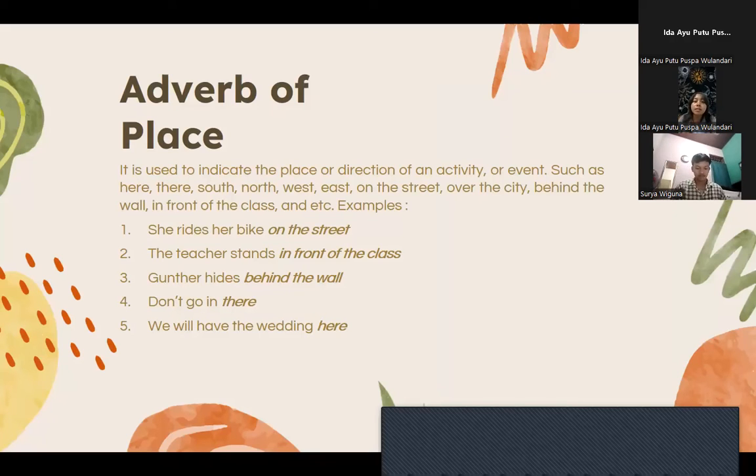There are a lot of examples. For examples of these sentences, first is she rides her bike on the street. The next is the teacher stands in front of the class. Third is Gunner hides behind a wall.